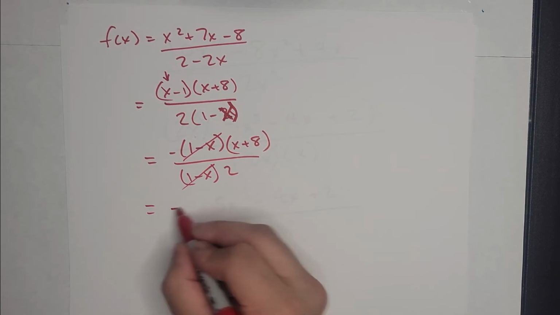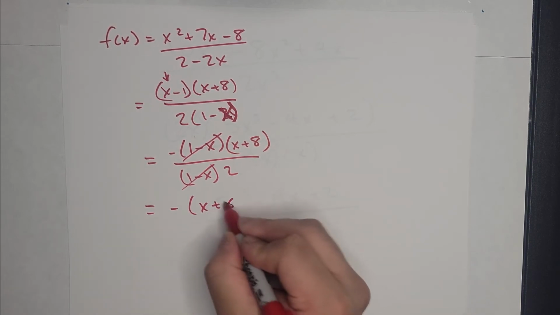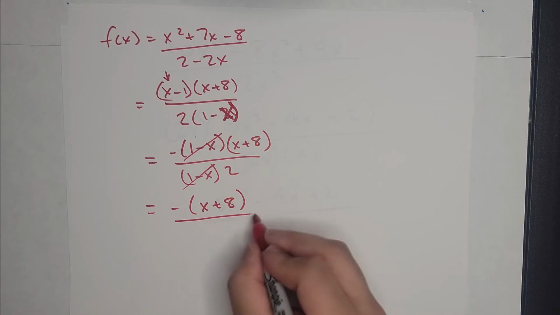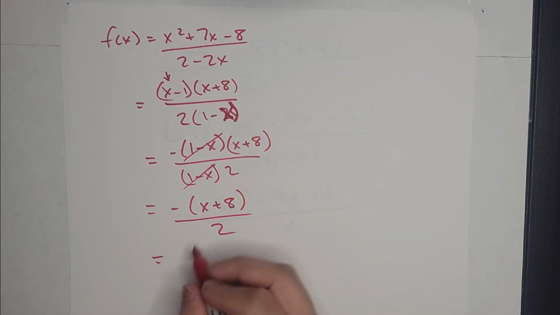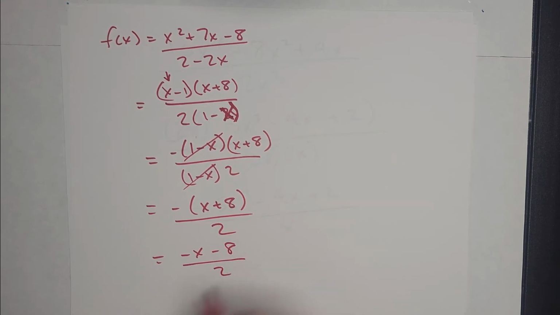And I'm left with negative, which is also negative x minus 8 over 2. Maybe we can do one last one.